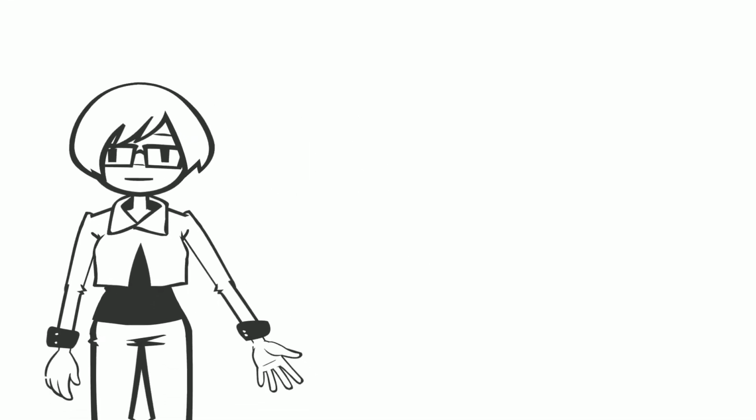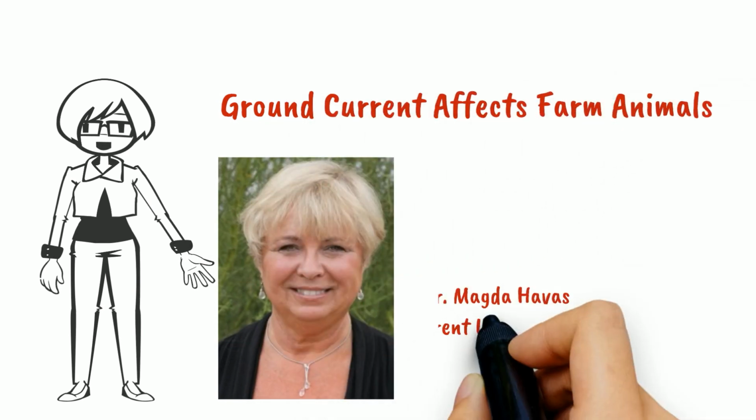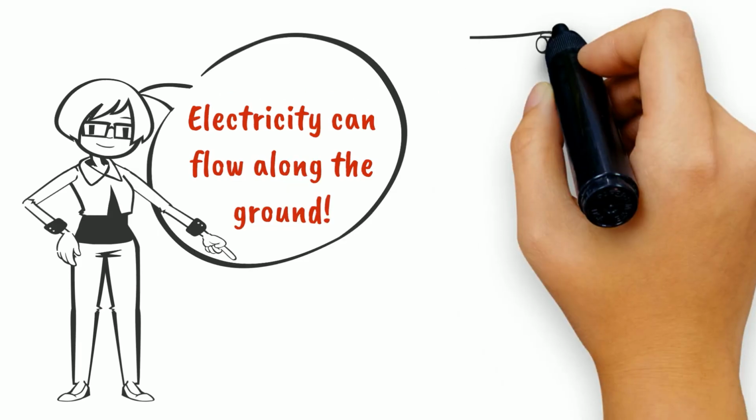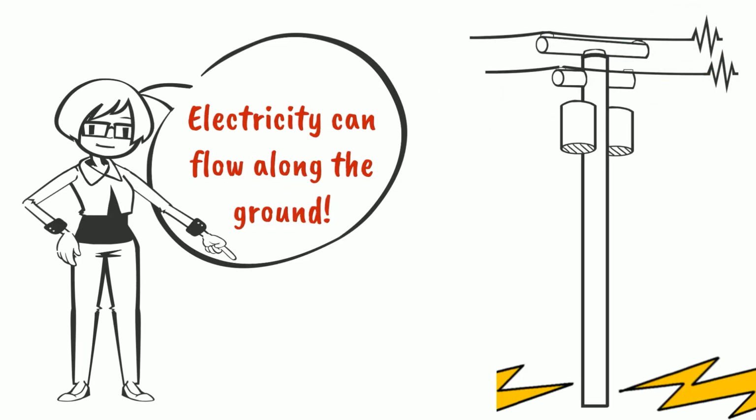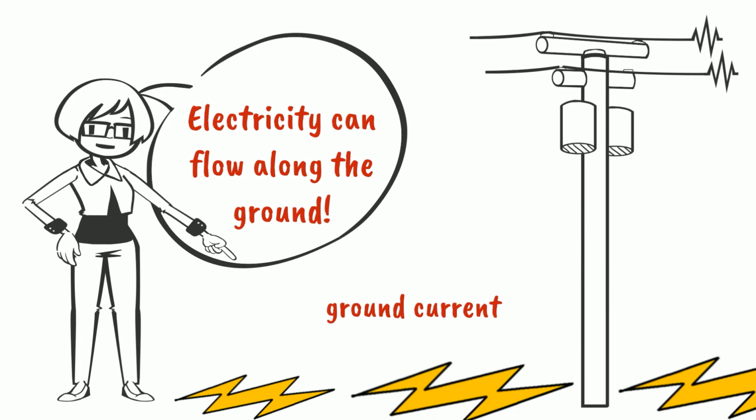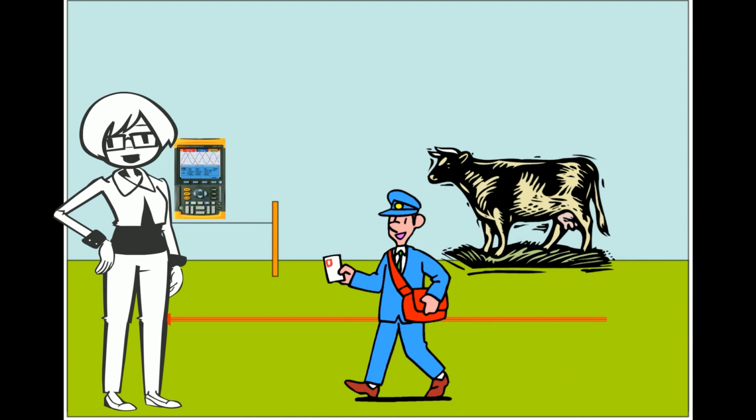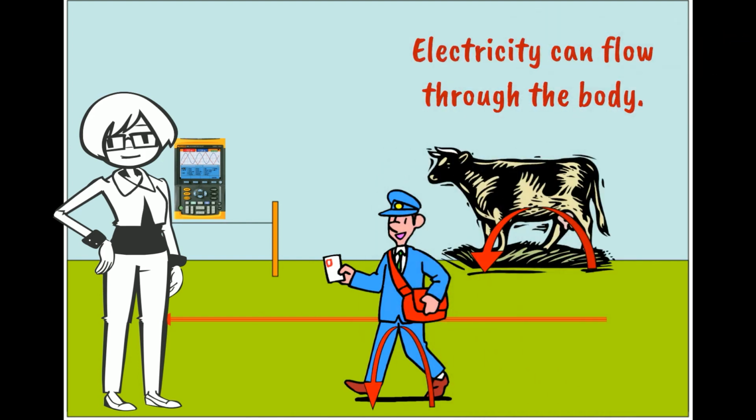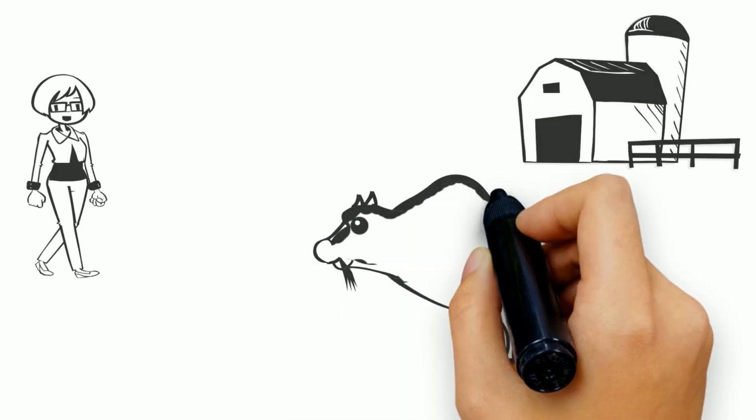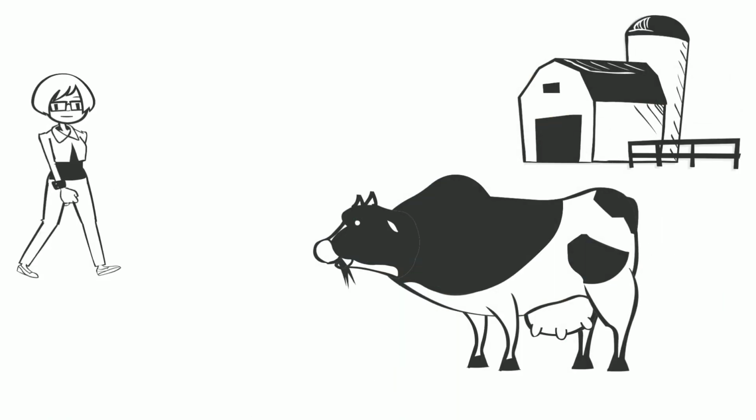Hi, it's me again, Dr. Magda Havas, and today we are going to learn how ground current affects farm animals, especially dairy cows. As you know, electricity can flow along the ground. This electricity is called ground current and refers to moving electrons. An animal, in contact with the ground, can have electricity flowing through its body. Let's visit a farm with a ground current problem.